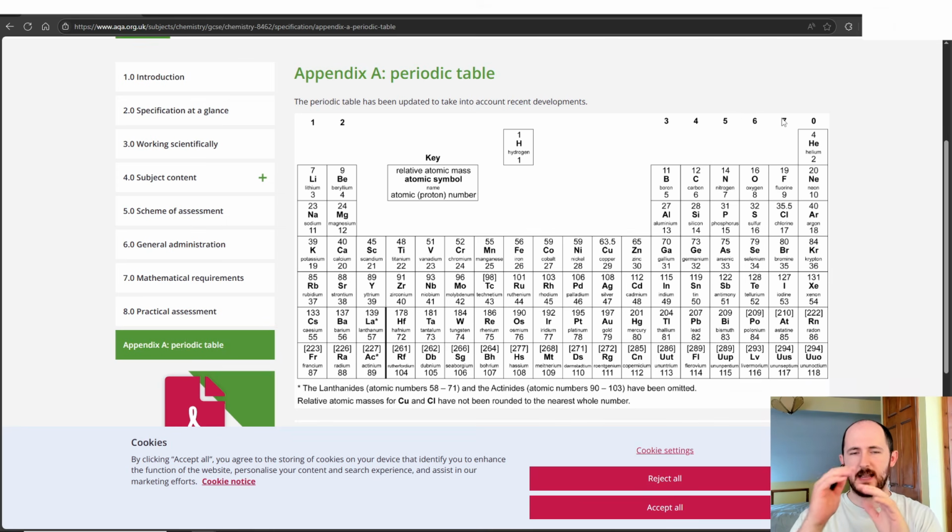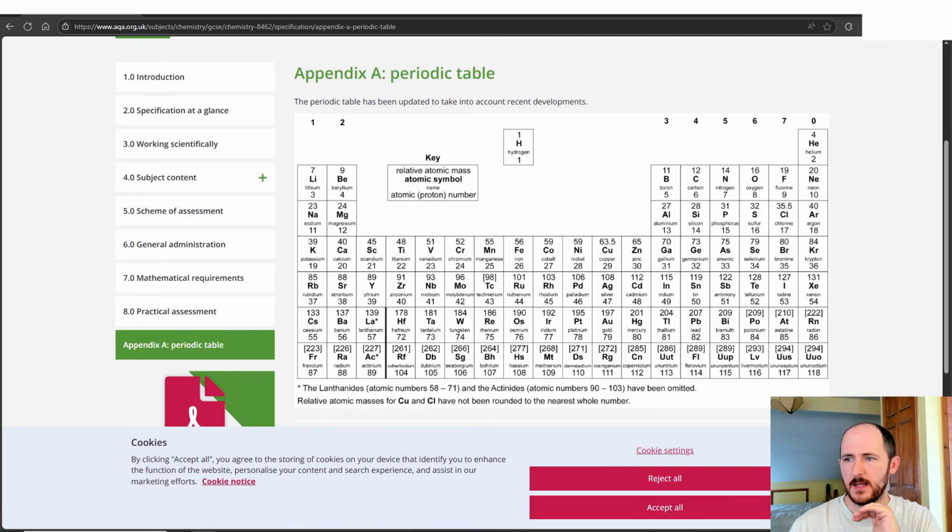Group 7 means in its outer shell we have 7 electrons. And how many electrons would it like to have? It would like to have 8. So it can either get rid of 7 or it can gain 1. It's far easier to gain 1 electron than it is to lose 7.